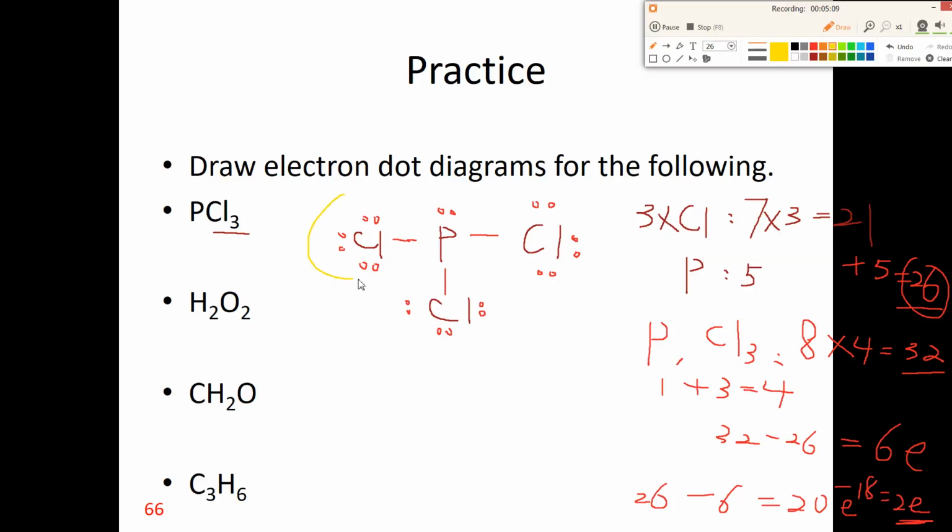We check the terminal chlorine: 2, 4, 6, 8. That's all the same, 2, 4, 6, 8. So it's 8 electrons, satisfying the octet. We check the central phosphorus: 2, 4, 6, 8 electrons, right? So both terminal and central atoms have 8 electrons. So this should be the Lewis electron dot structure for phosphorus trichloride.